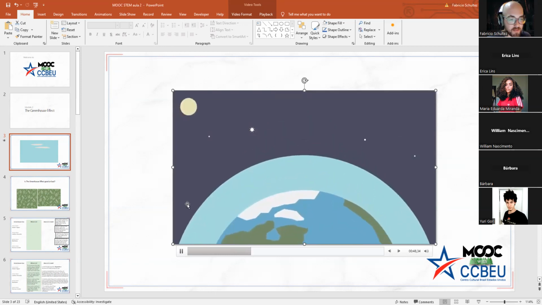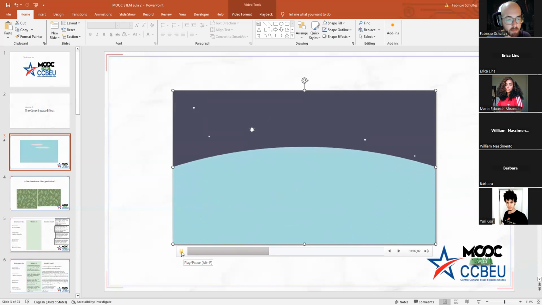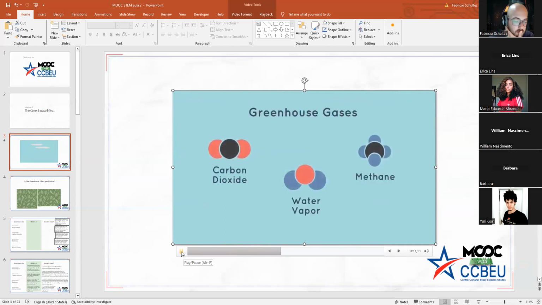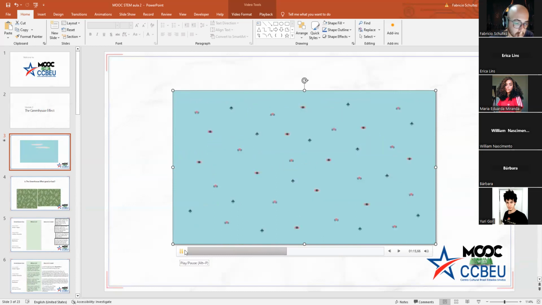In the daytime, the sun shines through the atmosphere, warming Earth's surface. After the sun goes down, Earth's surface cools. This releases heat back into the air. But some of that heat is trapped by the gases in the atmosphere. These heat-trapping gases are called greenhouse gases. Carbon dioxide, water vapor, and methane are all examples of greenhouse gases. Earth needs a balance of greenhouse gases to maintain just the right temperature for living things.